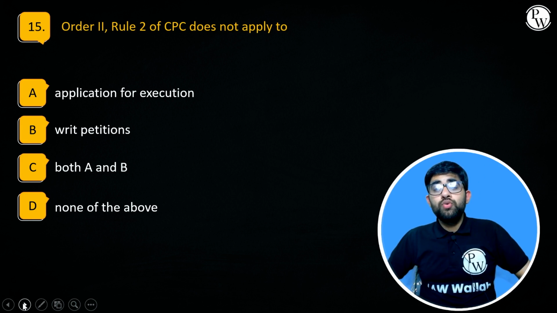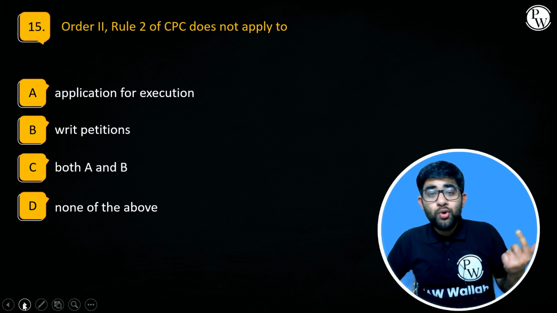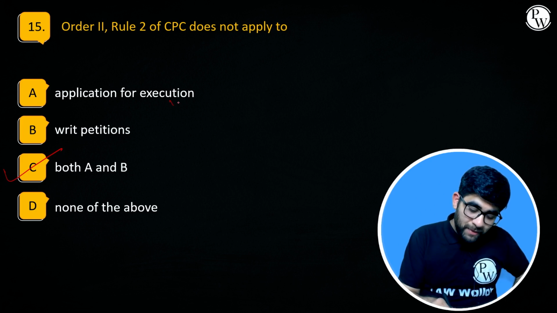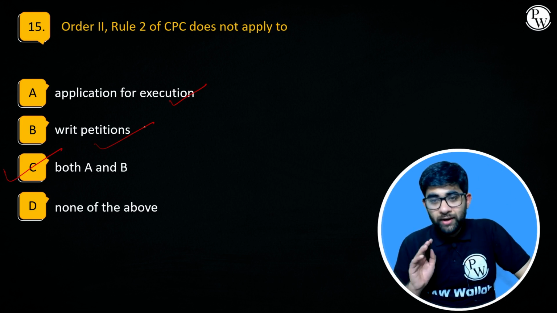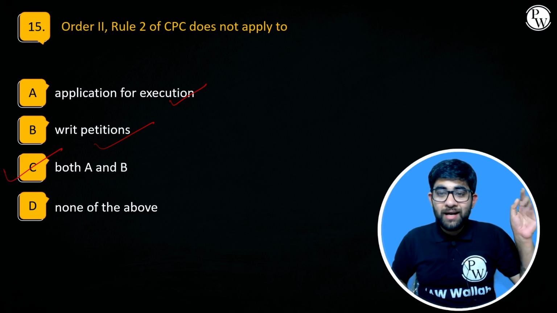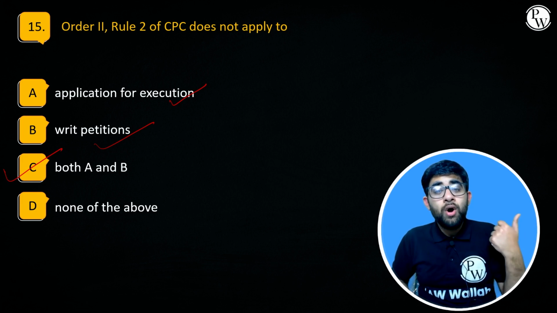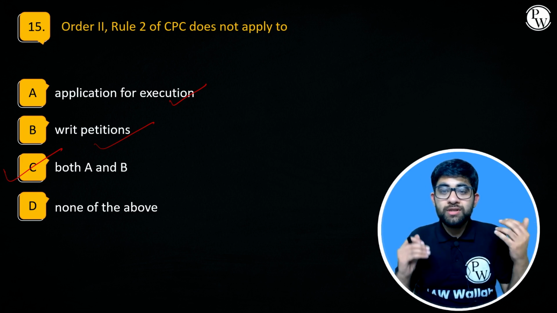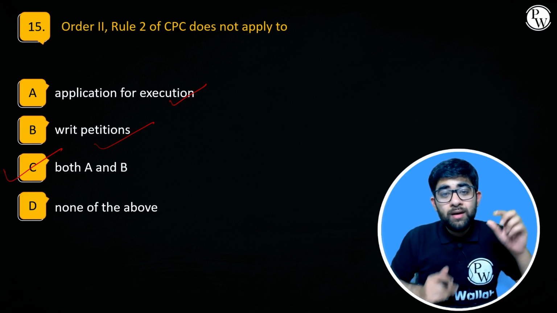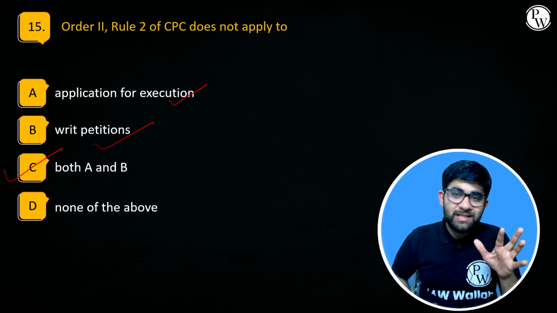Next, Order 2 Rule 2 CPC does not apply to application for execution, writ petitions, both A and B, and none of the above. The answer to this is both. Application for execution is not covered because it means the trial has been conducted and has reached its finality. No appeal is there, so no question of framing of issue. And second, a writ petition is filed on an issue that is there, and in writ petitions mainly evidence is not required, or everything is documentary or documented that is admissible.